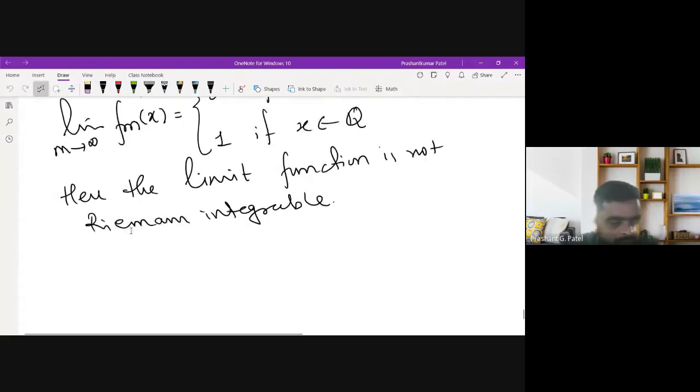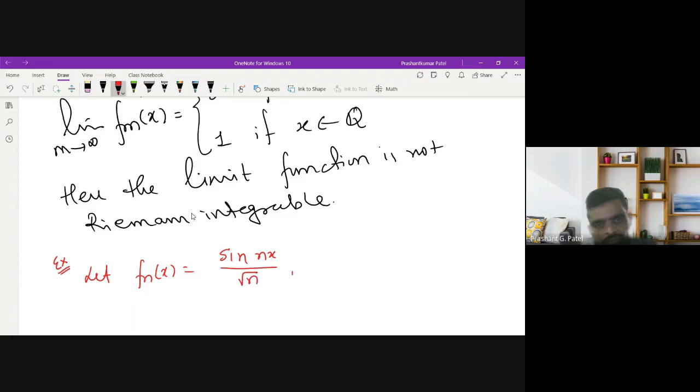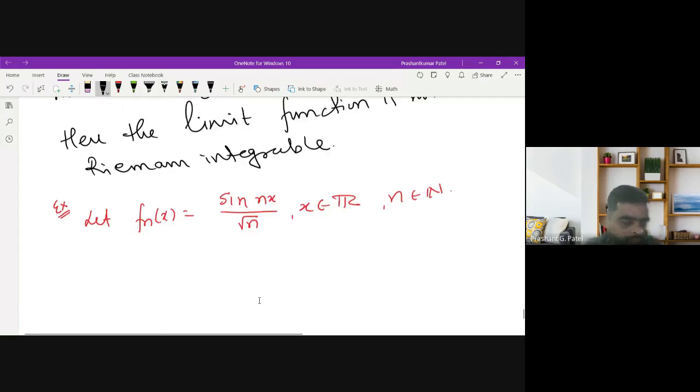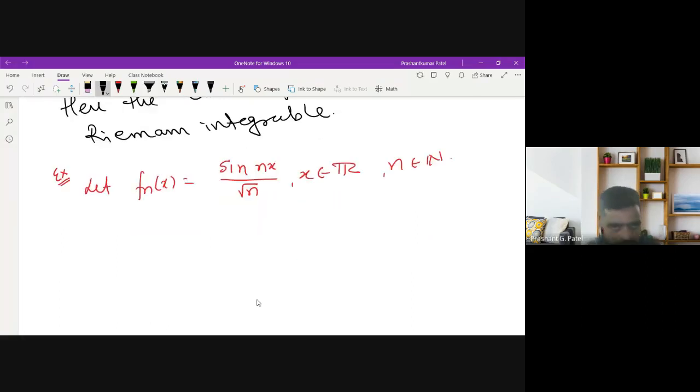Now let us discuss the derivative. That means under the pointwise convergence, whether differentiability will be preserved. So for that, let us consider this example. Let f_n(x) be sin(nx) upon root n for every x belongs to R and for every n belongs to N. Now what you can observe for this example, I have to first prove that this sequence of functions is convergent, and we can also show that the derivative and the limit cannot be interchanged.